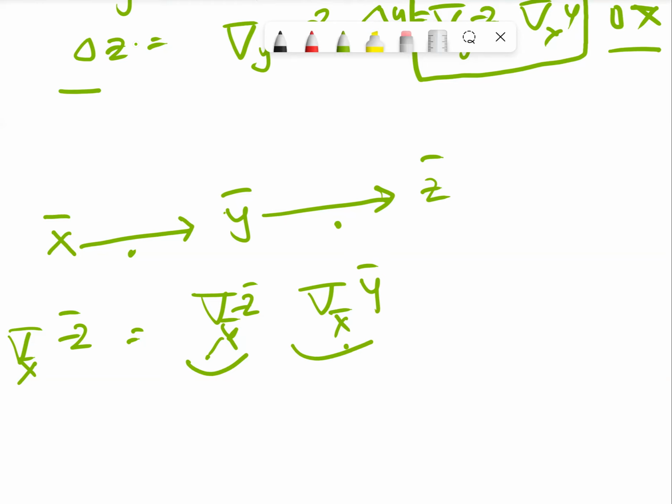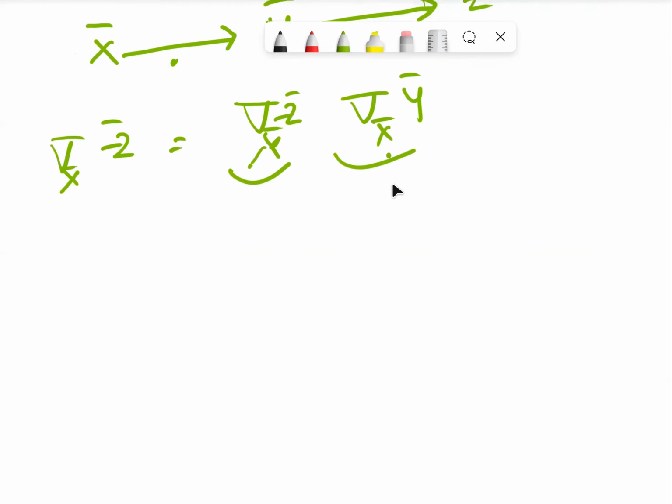And the sizes will match. You can verify that the sizes will match. Now, on the other hand, these are both Jacobians.